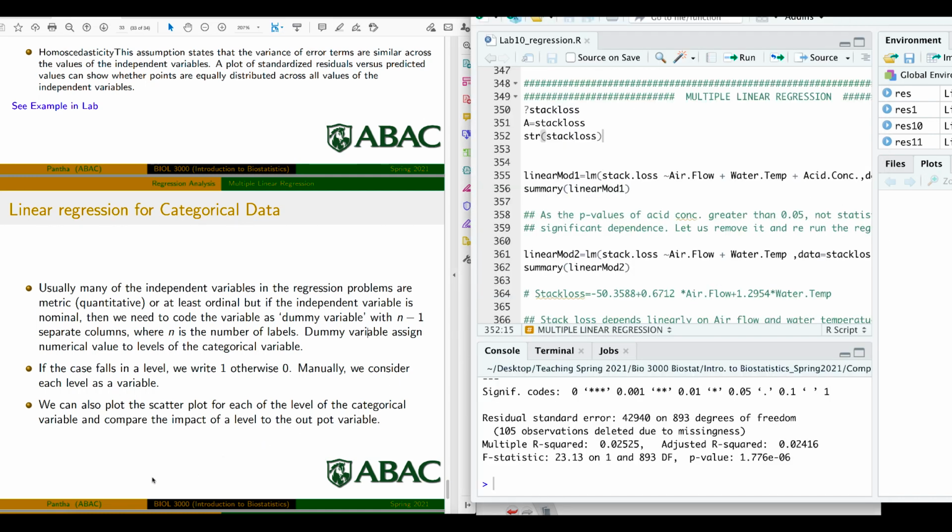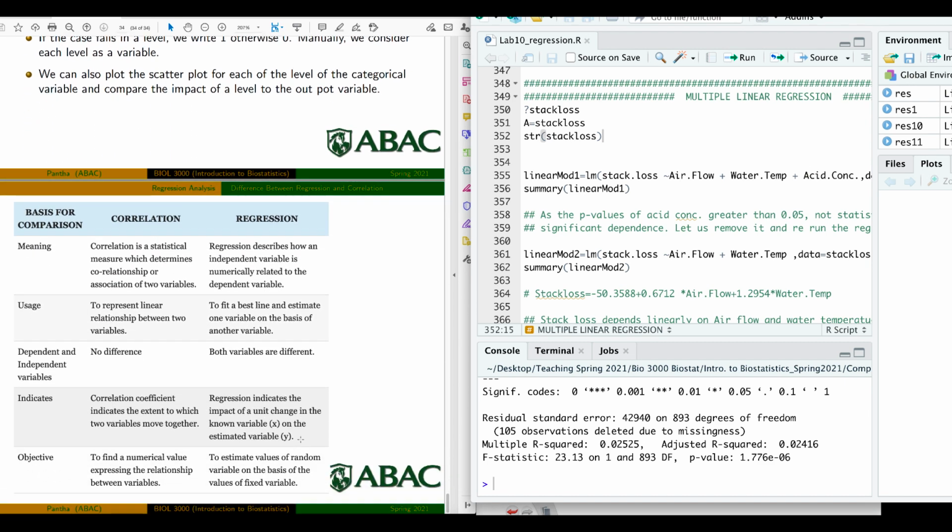All right, so we can also plot the scatter plot for each level of the categorical variable and compare the impact of the level on the output variable. Okay, guys, so that's the end, but I will spend a little more time on the R code.